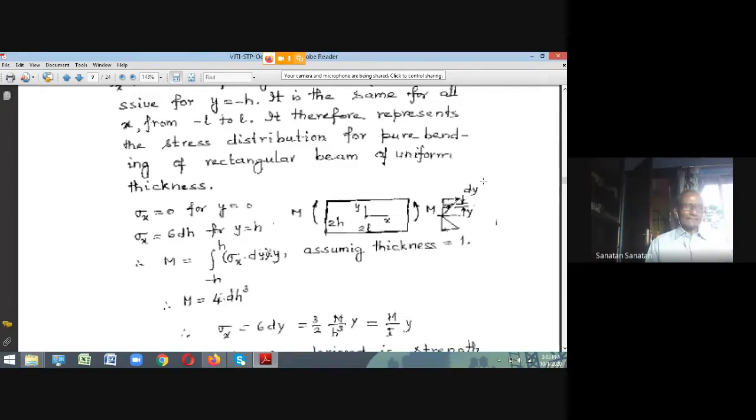Yes. But the problem remains that the solution to a problem involves finding the stress function such that its form satisfies the boundary loading. And that boundary loading is going to decide the constants involved in the expression that you have selected.